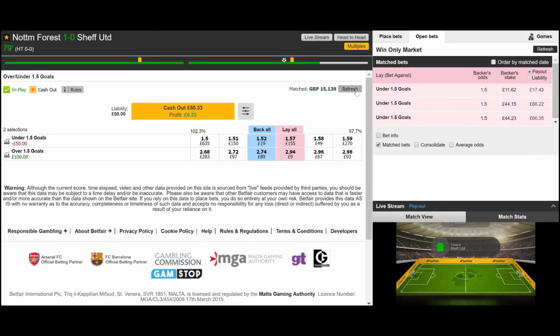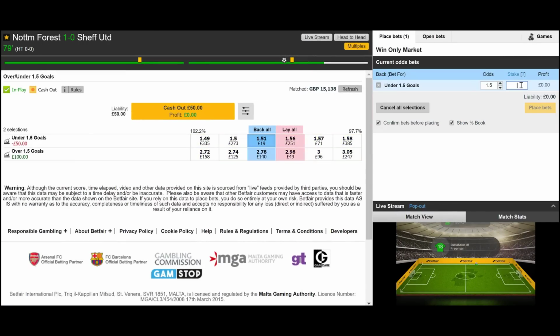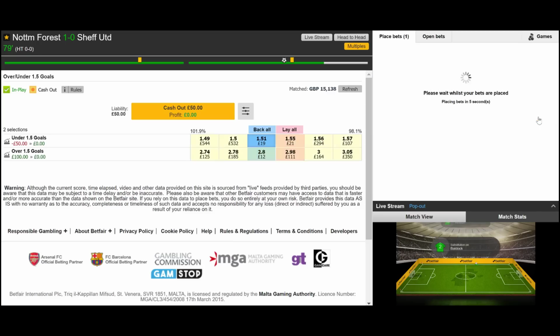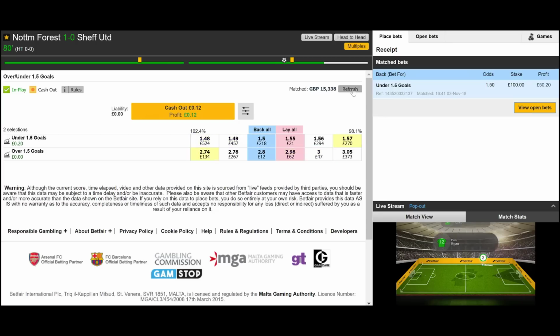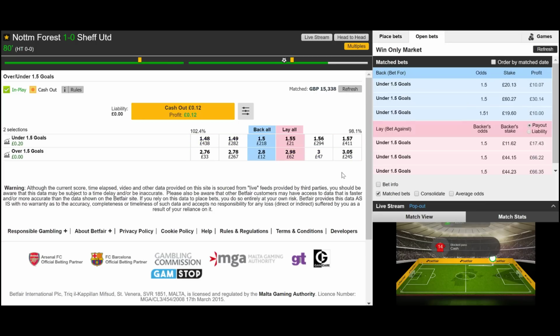So 79 minutes, and it's still only 1-0 to Nottingham Forest. So it's not really been a high tempo match since the goal. So we're going to exit out now at 1.50, and this is the tricky part, because this is where you need the discipline. You need to be able to say, hey, look, the 2 goals never arrived in the window. So we're just going to get out.